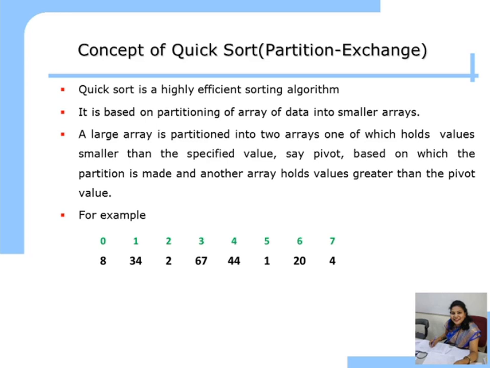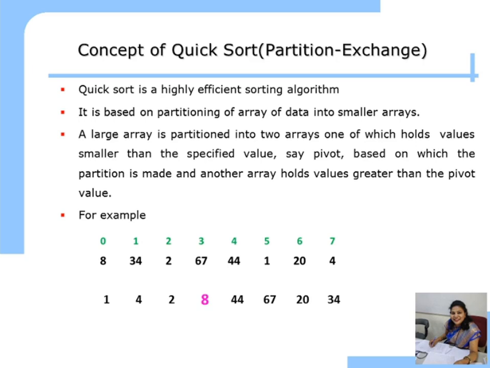How? After performing the sorting, what will be the output of this sum? It will be 1, 2, 4, 8, then 20, 34, 44 and 67. So after arranging it in ascending order, 8 will be at the third location. So after pass 1, 8 will be at the third position, and all the elements less than the pivot 8, that is 1, 2 and 4, will come to one side, and all the elements greater than or equal to the pivot, that is 34, 67, 44 and 20, come to the other array. See, but how will this happen?